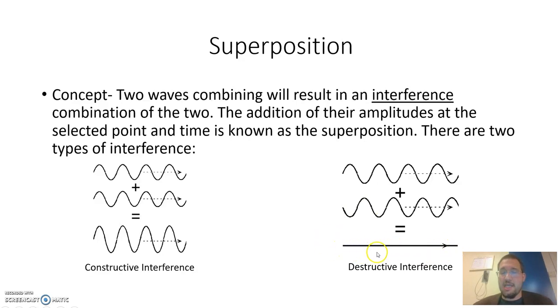Now, it may cancel out completely, which is called complete destructive interference, or they may only subtract from each other, still leaving some version of a little wave that's going on.